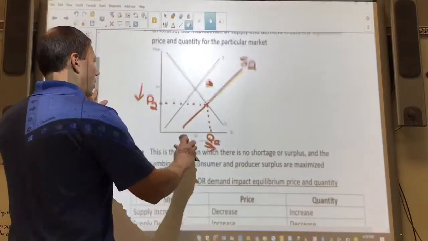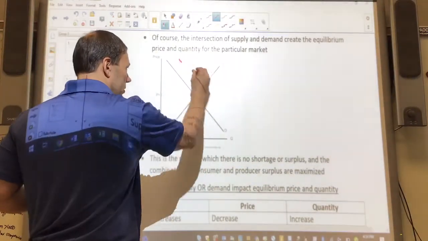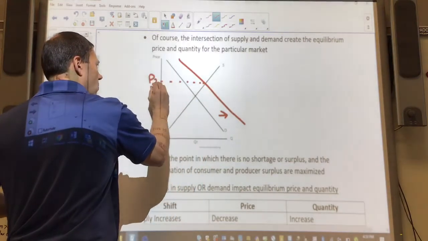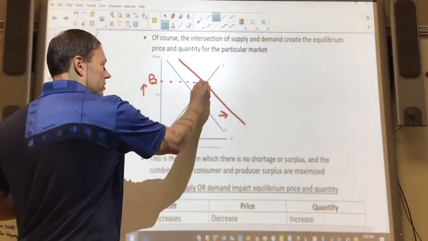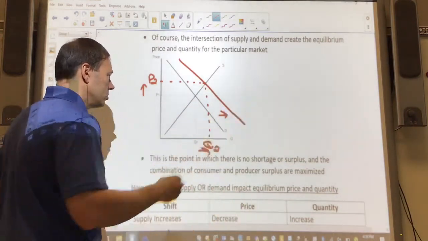I'll give you the real quick one with one of the demands. If demand were to increase, okay, so I'm going to shift my demand curve to the right. Again, compared to P1, P2 is higher, so price goes up. And compared to Q1, Q2 is higher, so quantity goes up.